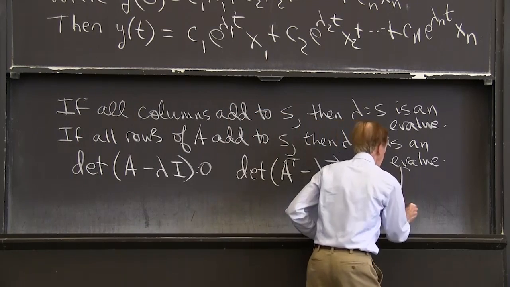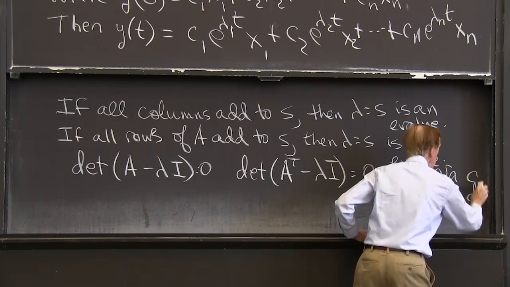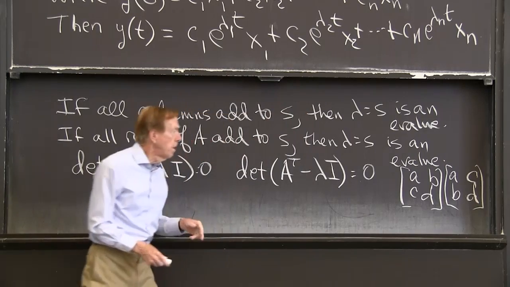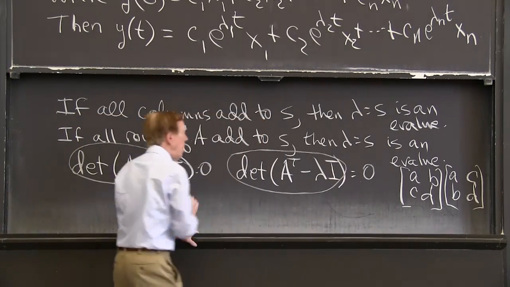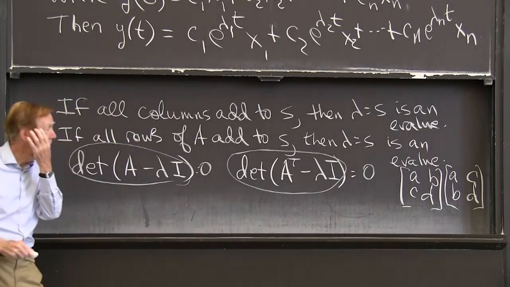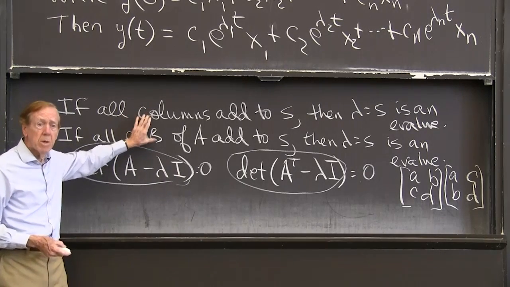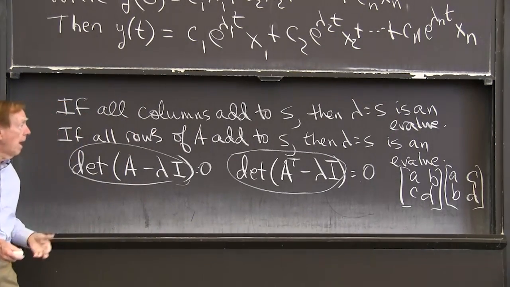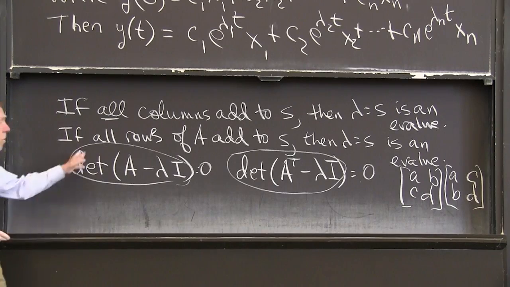Let me just check that with a, b, c, d. And the transpose would be a, c, b, d. And the determinant in both cases is ad minus bc. The transposing doesn't affect it. So that is the same as that. And the lambdas are the same. And therefore, we can look at the columns adding to S or the rows adding to S. Now, this explains why those two statements are both true together, because I can look at the rows or the columns and reach this conclusion that if all columns add to S, or all rows add to S.